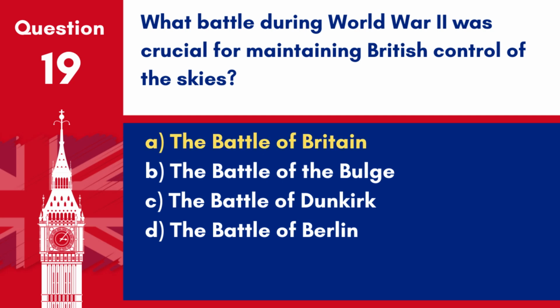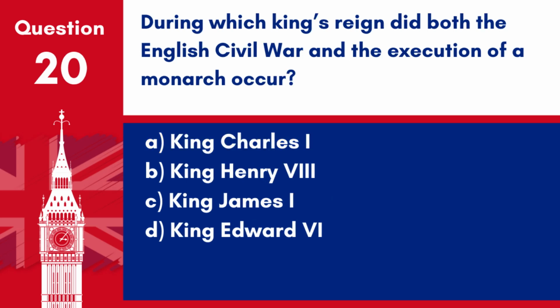Answer. A. The Battle of Britain. The Battle of Britain in 1940 was crucial for maintaining British control of the skies and preventing a German invasion. Question 20. During which king's reign did both the English Civil War and the execution of a monarch occur? A. King Charles I. B. King Henry VIII. C. King James I. D. King Edward VI.